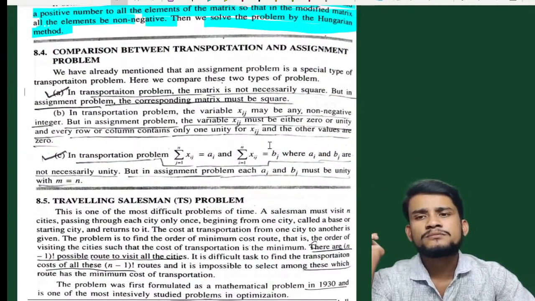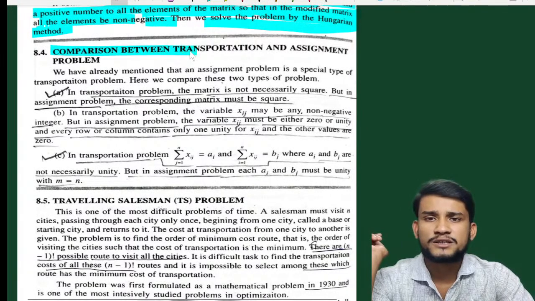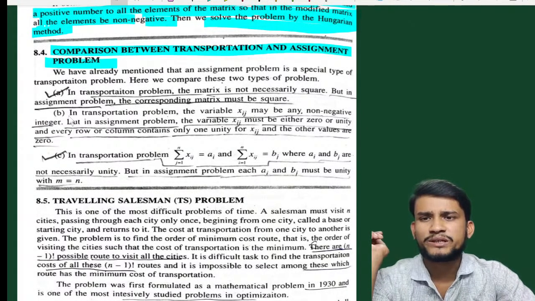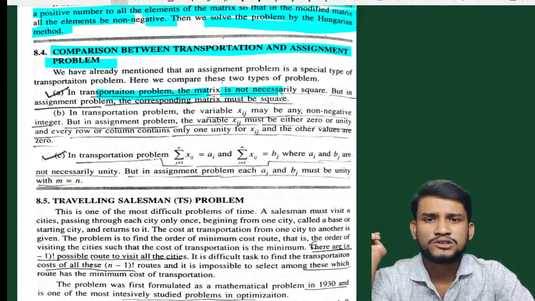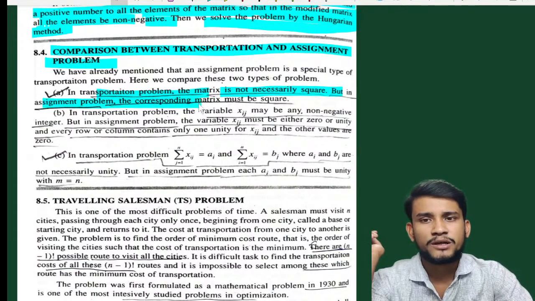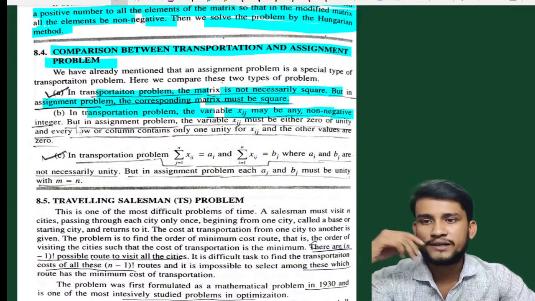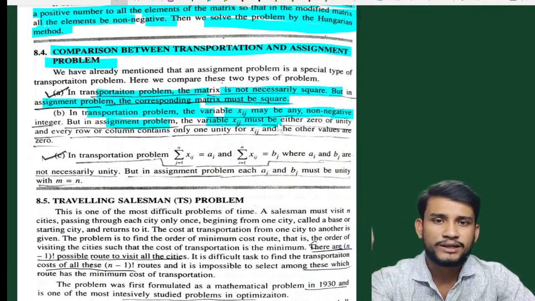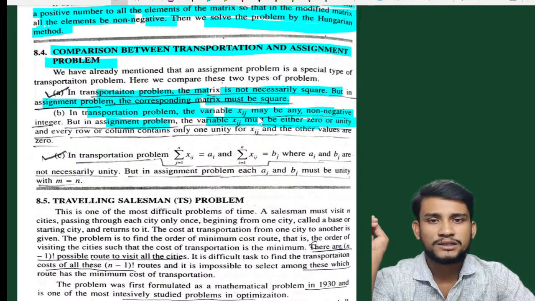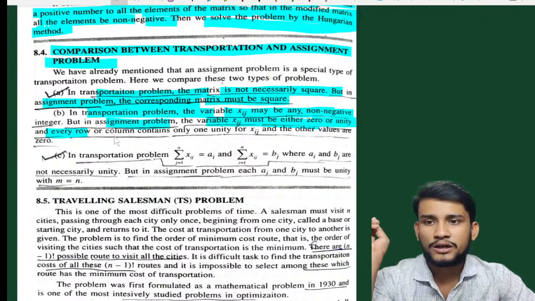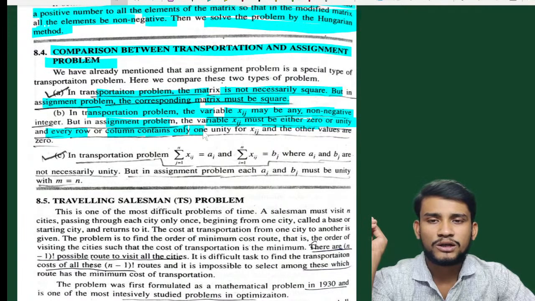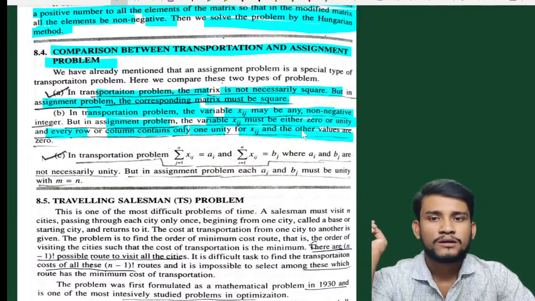There is an important thing, the comparison between the assignment problem and the transportation problem. The transportation problem matrix is not necessarily square, but in the assignment problem the matrix must be a square matrix. In the transportation problem, the variable xij may or may not be a non-negative integer, but in the assignment problem the variable xij must be either 0 or unity, and every row and every column contains only one unity for xij, and the other values are 0.